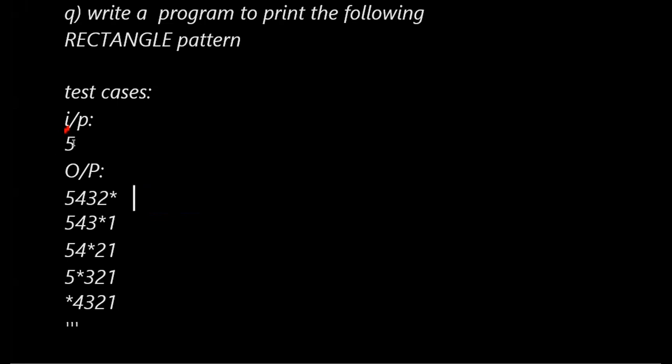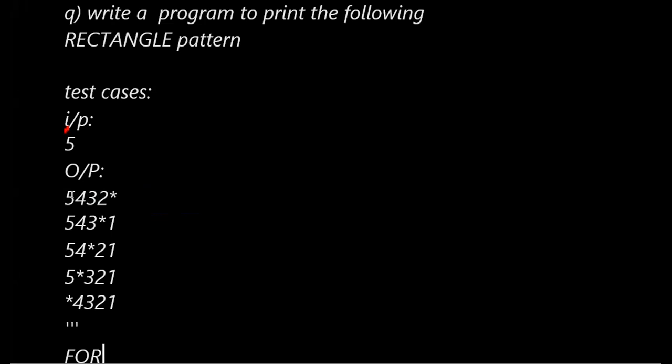Whenever the input was 5, then I need to print 5 values each and every time. And how many rows I want to print? I want to print 1, 2, 3, 4, 5. Exactly 5 rows I need to print and 5 columns as well. So let me print 5 rows at first.